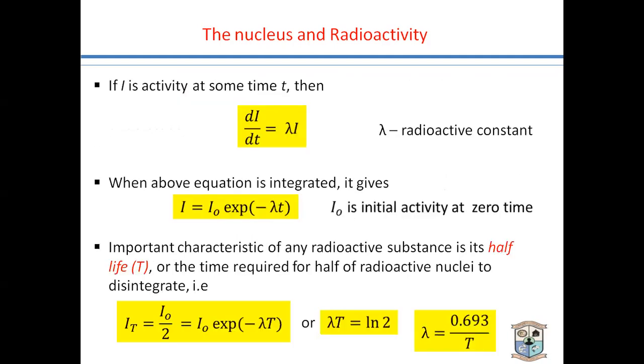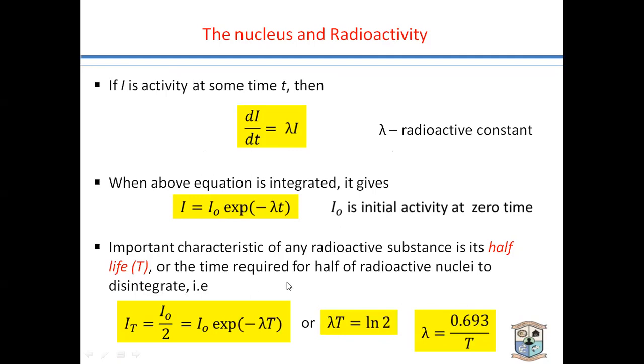This is material that you already know, but nevertheless we'll still go through it, just in case you have forgotten. If I is the activity at some time, then we have this formula here, where gamma is the radioactive constant. However, when the above equation is integrated, it gives us this new formula, where I with an index of 0 is the initial activity at 0 time.